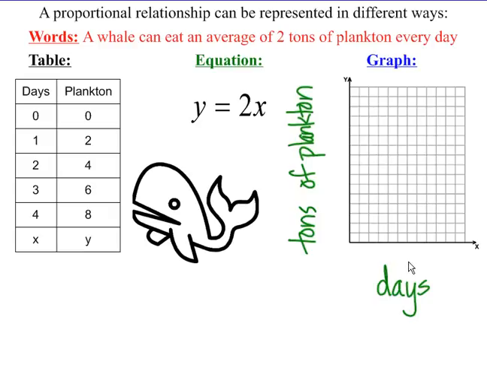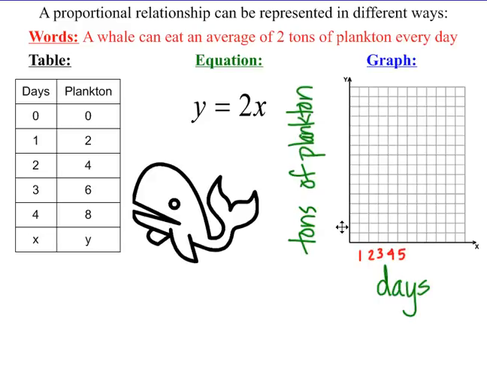But what if it said that a whale eats 10 tons of plankton every day? We probably wouldn't want to count every box as 10. We probably want to count by fives, things like that. So once you label your axes, you're able to decide how you want to number them. So for us, days will work out okay. We'll call it 1, 2, 3, 4, 5, and so on.